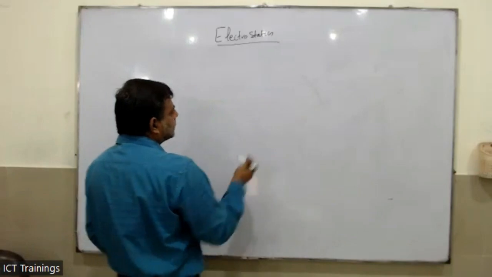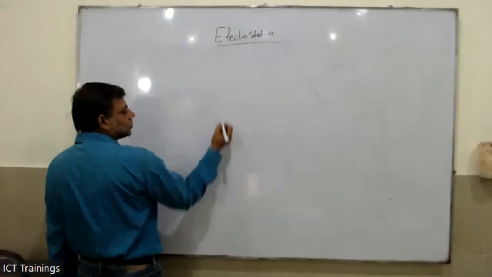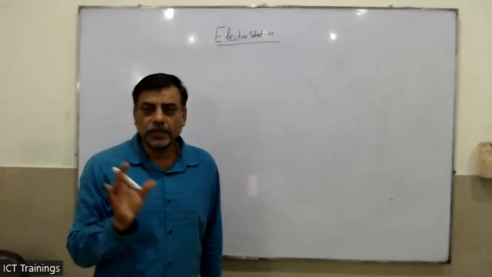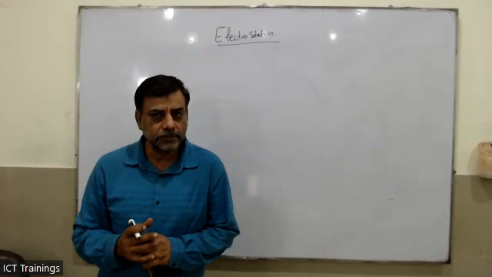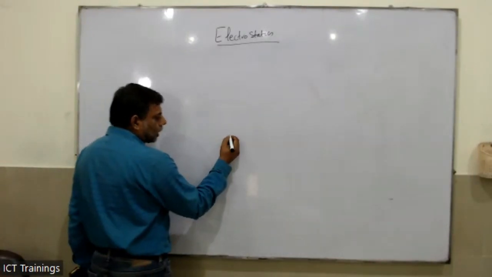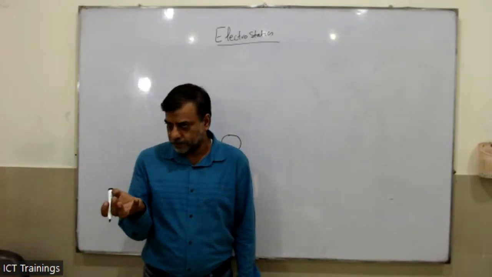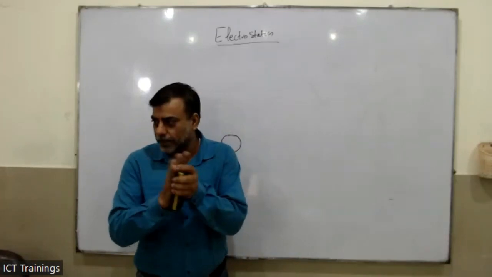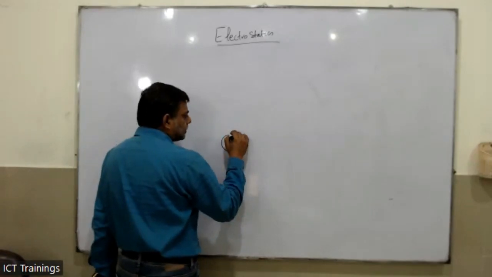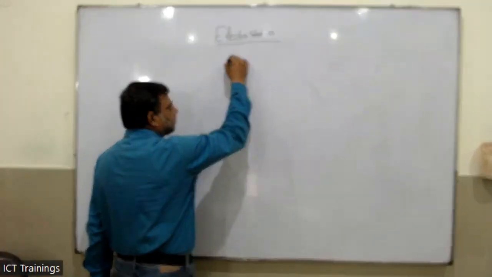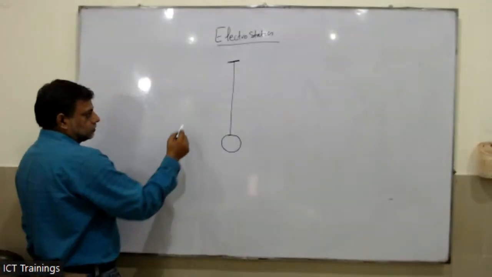Let's suppose we have, have you seen the packing material, white color, which is called thermopore sheet? Yeah. So we have a ball made up of thermopore. Thermopore is very lightweight and it gets easily charged. When you rub it, it gets easily charged, right? That lightweight ball is suspended with a string and tied up with a rigid support. Now, this is neutral.